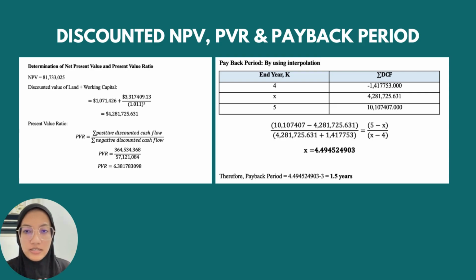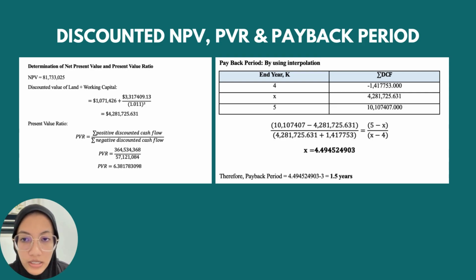Next, we calculate the net present value and also the present value ratio. The present value is the same as the cumulative discounted cash flow, which is $81,733,025.